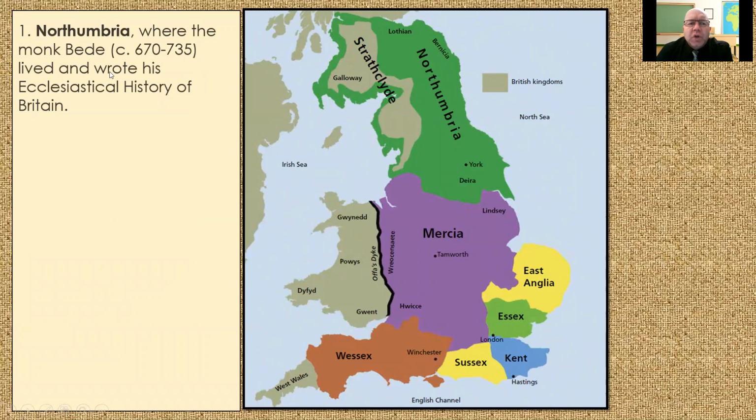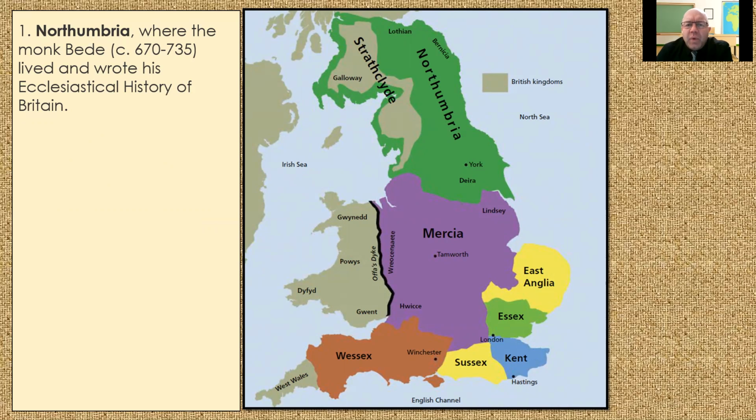So first of all, Northumbria. This is where the monk Bede, and we'll talk more about religion and the monks in our next lesson, but this is where the monk Bede from c. 670 to 735 lived and wrote his ecclesiastical history of Britain. That little c means circa, so it means about.